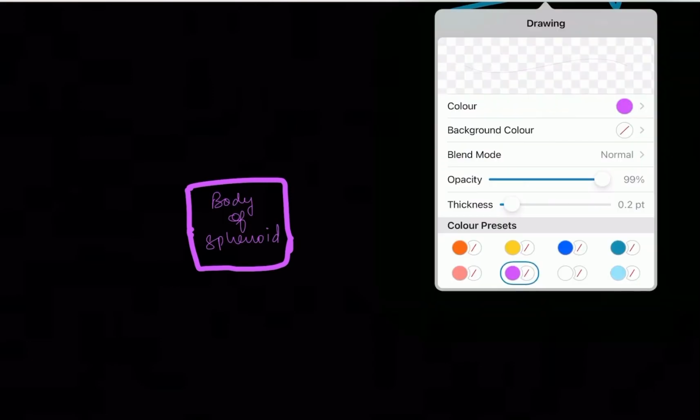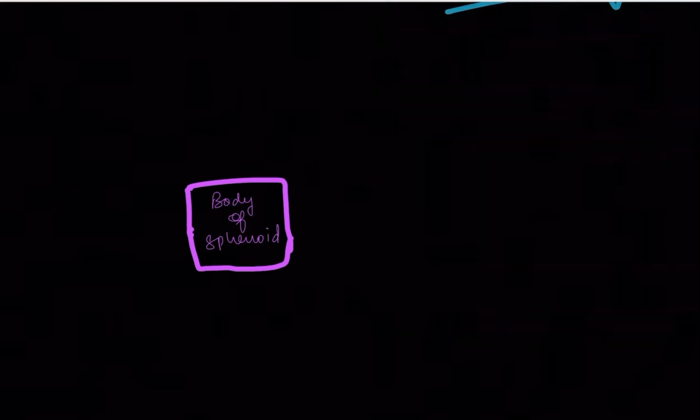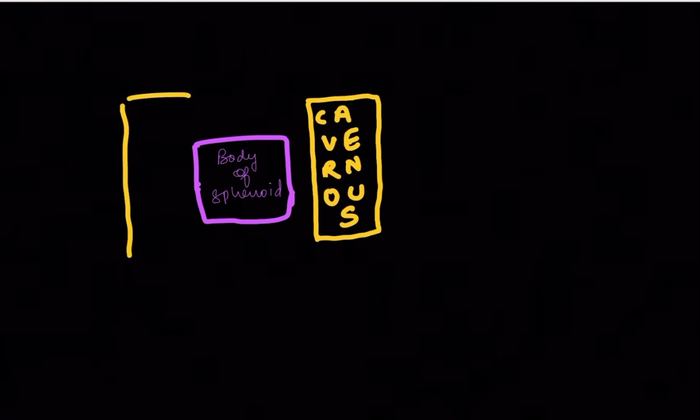Doesn't matter if you don't have color pencils or color pens, you can draw with just the one pen you have, or if you have a pencil, then use that too. Okay, I am drawing in a different color so that you understand it very well. It is not compulsory for you to have different color pens. Okay, so body of the sphenoid bone. I'm drawing the sinus. The first important sinus is the cavernous sinus, C-A-V-E-R-N-O-U-S, cavernous. Understood? It is present on each side of the body, one on the left side, one on the right side. So the left cavernous sinus and the right cavernous sinus.